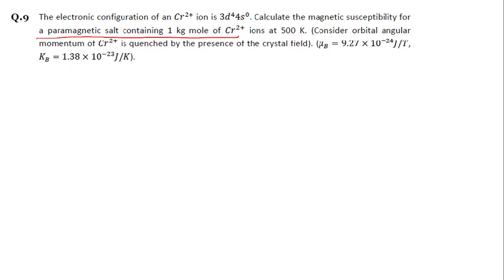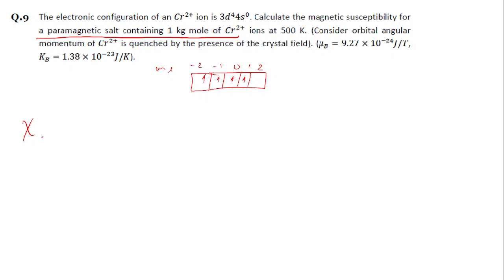The electronic configuration of chromium ion, chromium 2 plus, is 3d4 4s0, means the valence electron is in d orbital. 1, 2, 3, 4, 5. This is the azimuthal quantum number, right? I mean, this for orbital angular momentum. 3d4 means 1, 2, 3, 4. Okay. Calculate magnetic susceptibility. Okay, magnetic susceptibility for paramagnetic salt.